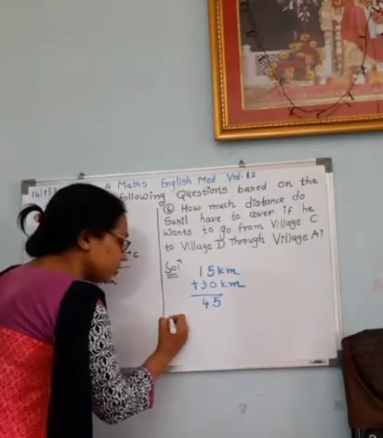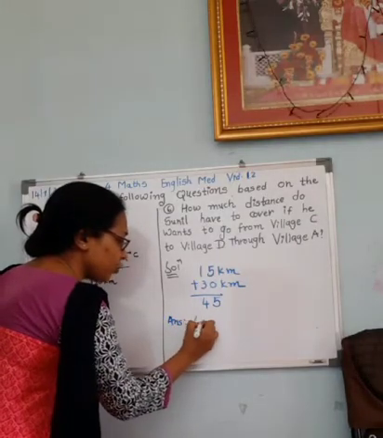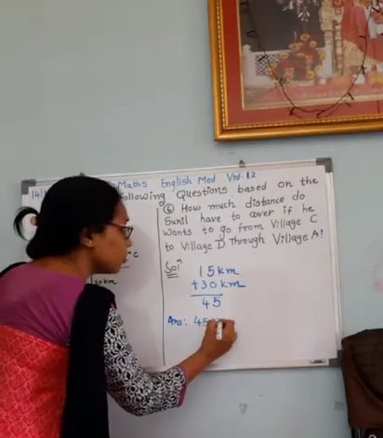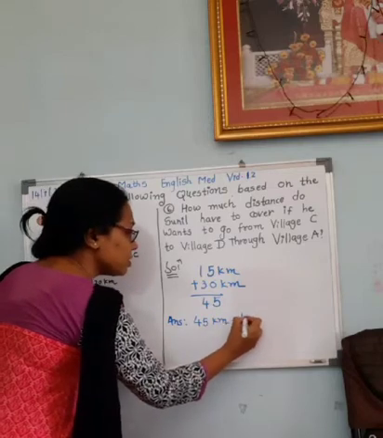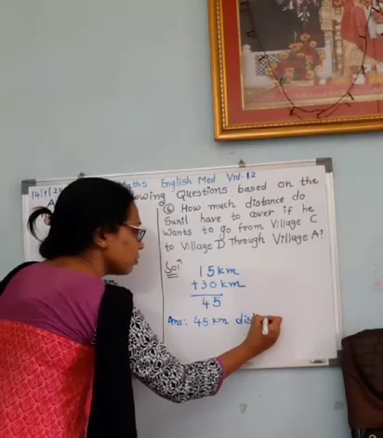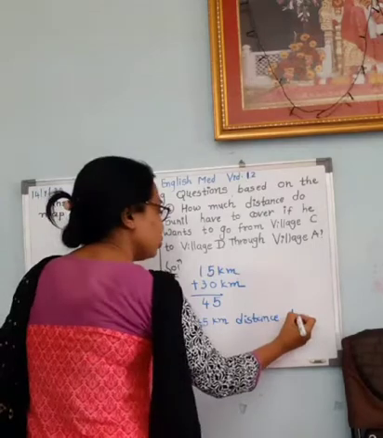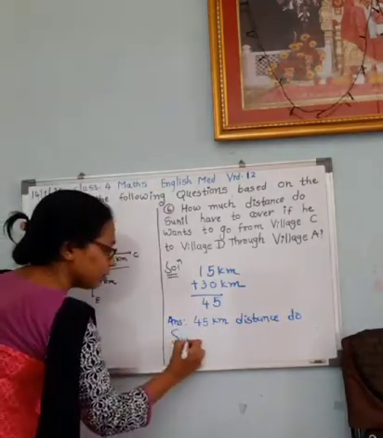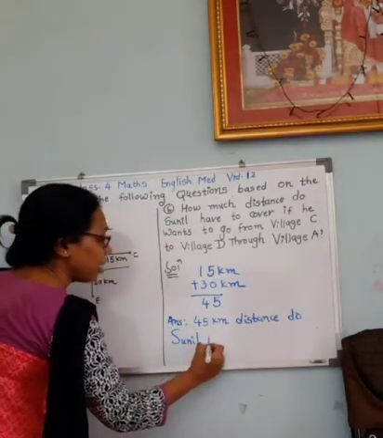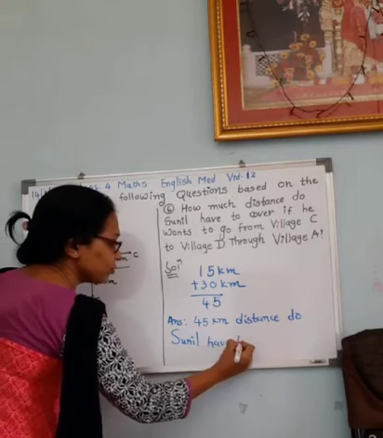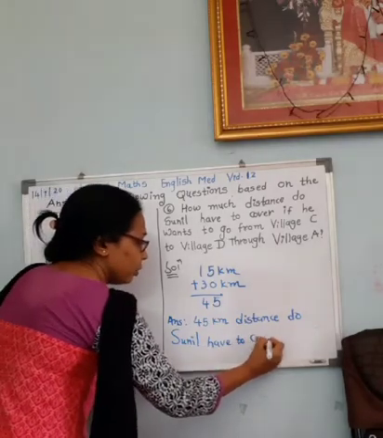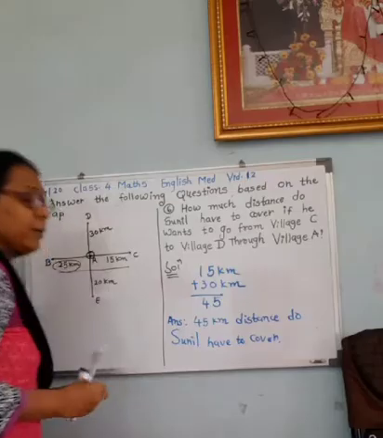Okay. Write the answer here. 45 kilometer distance Sunil has to cover. Understood? Okay.